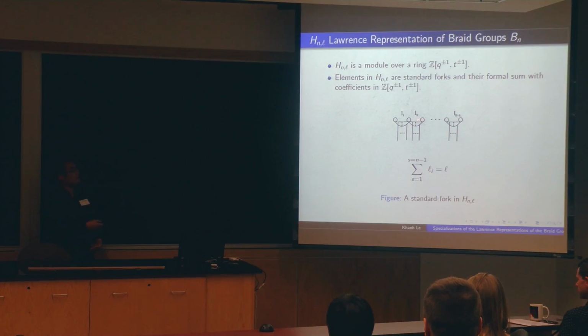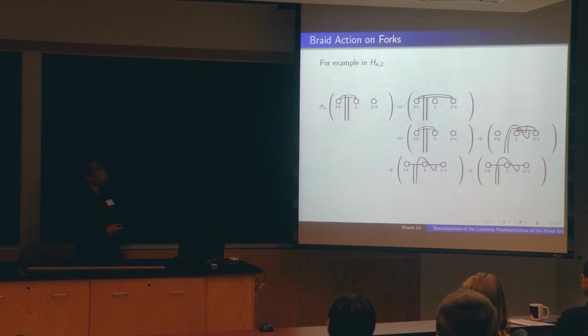And here's the form of the standard fork, which basically consists of some strands only connecting adjacent punctures. And the total number of strands must be equal to L, and there are handles coming down from these strands in the order from left to right and from top to bottom. So the question is, how can the braid group act on this vector space? And so the braid group has a natural action on the vector space via the diagrams I showed earlier.